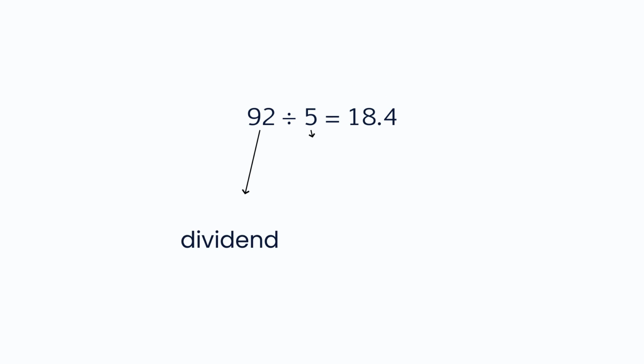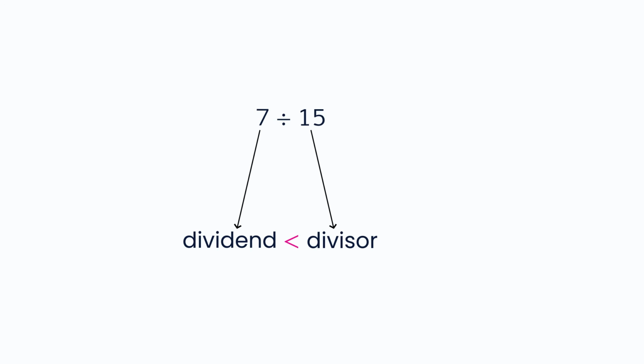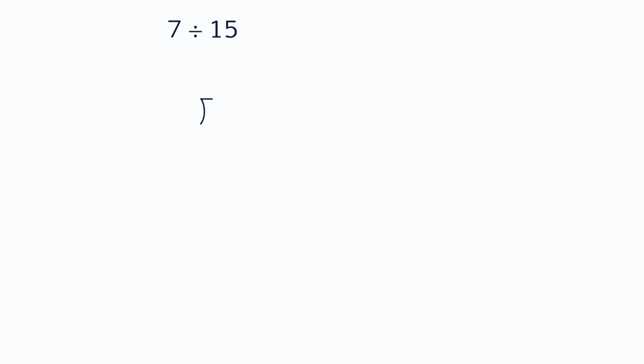In this case, the dividend was greater than the divisor. But what if the dividend is smaller than the divisor, like here? Can you still use the long division method? The answer is yes. Let's take a closer look at this division problem. 7 divided by 15. So, where do you start? Well, first you'll have to rewrite your division problem in this form. 7 divided by 15.